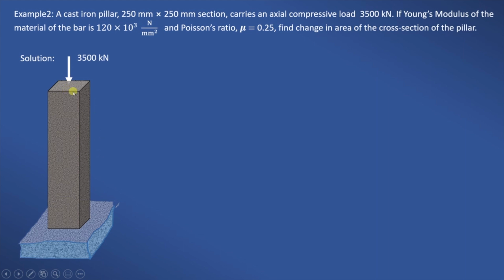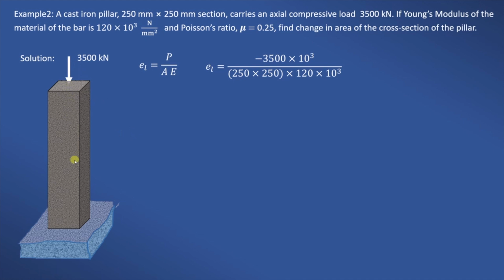So here is the pillar. There is 3500 kilonewton load on the pillar. EL, that is strain in length of the pillar, is P upon AE. Strain in length is longitudinal strain, but the applied load is compressive load. That's why I've used a negative sign. Because of the compressive load, there will be a decrease in length of the member. So therefore here a negative sign is used. Now just complete the calculation.